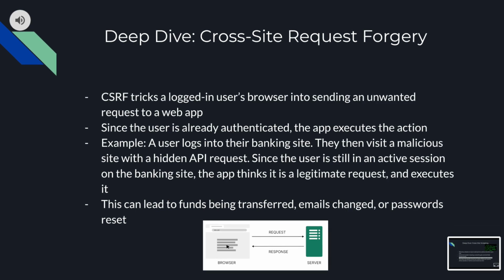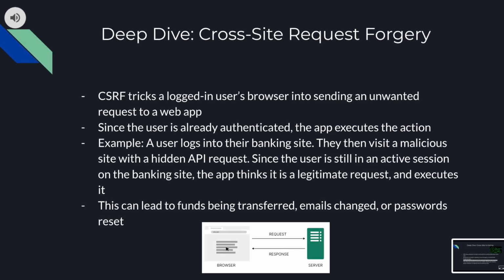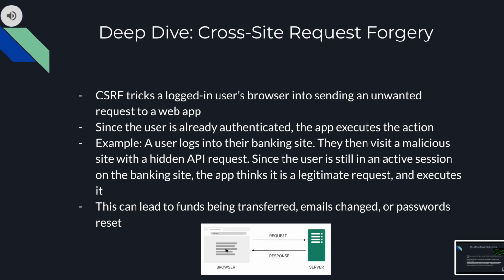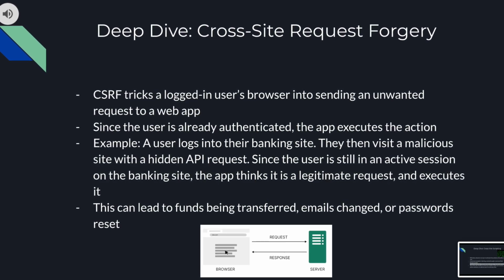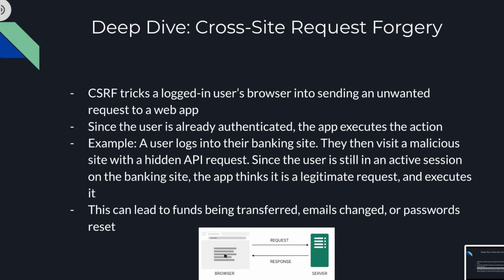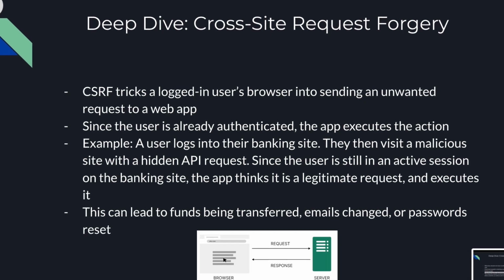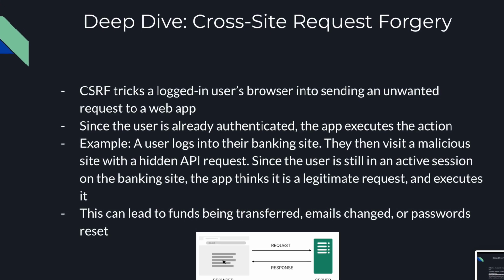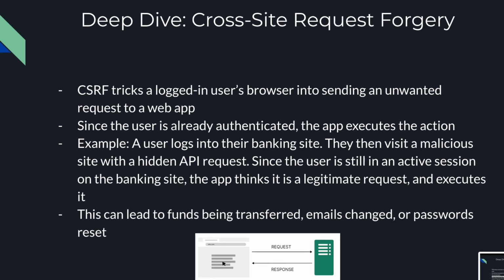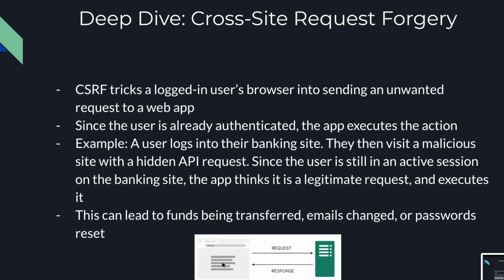Cross-site request forgery tricks a logged-in user's browser into sending an unwanted request to a web app. Since the user is already authenticated, the app executes the action. For example, let's say a user logs into their banking site. They then visit a malicious site with a hidden API request. Since the user is still in an active session on the banking site, the app thinks it is a legitimate request and executes it. This can lead to funds being transferred, emails changed, or passwords reset.